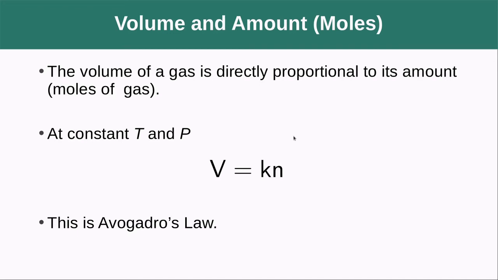The volume of a gas is directly proportional to the amount of gas. So if we hold the temperature and pressure constant, the volume is equal to, again, some constant times n. This is known as Avogadro's law.